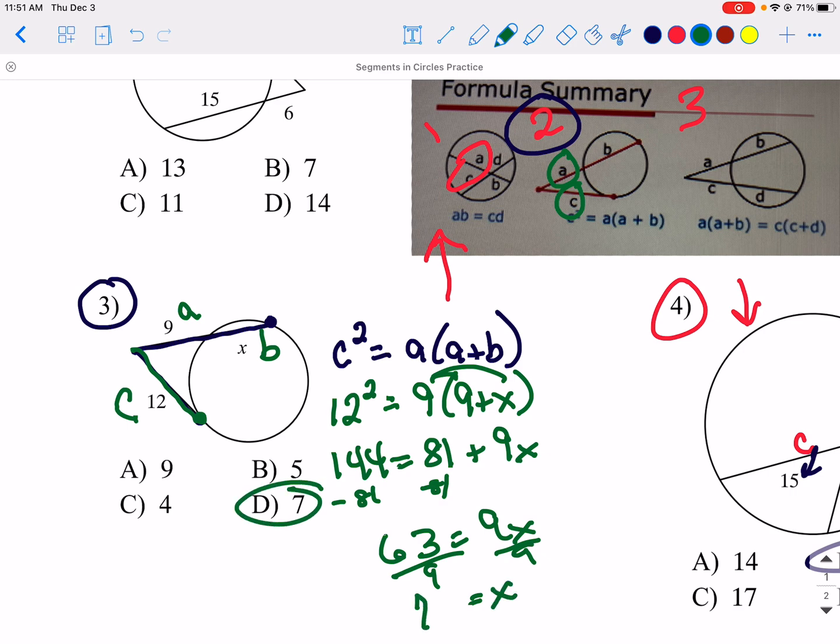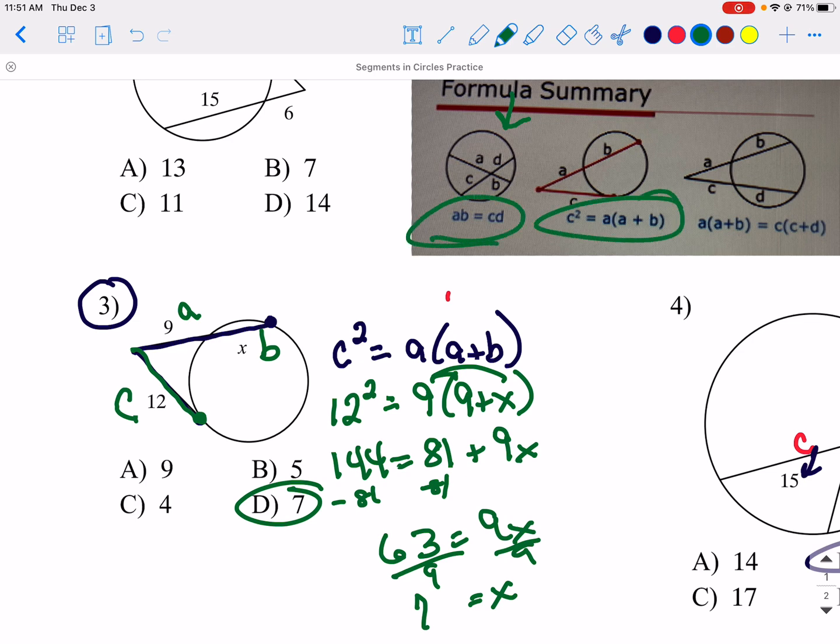So there's your answer. You have to identify what formula to use. So what diagram does it look like? That's the first thing you do. Once you find the diagram, that's the formula you're going to use. And then label your points, and then fill in your numbers. So I hope this helps.